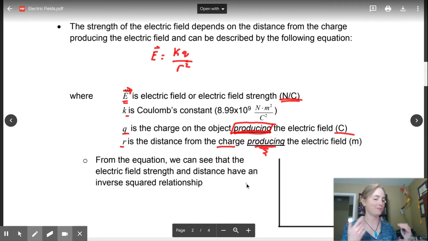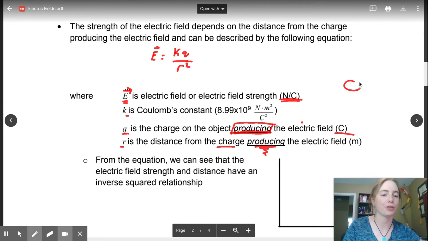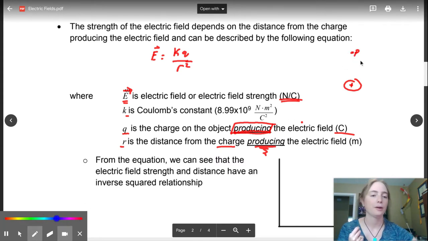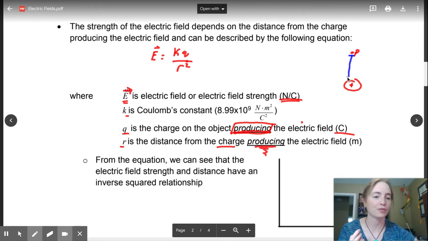r is the distance from the charge producing the electric field. So it doesn't have to be an object. It could be like a point. So if you have your positively charged object, we could say at point P, that's often used as just a random point, that is the distance from the source to whatever point you happen to be in the field. So similar to last year, where it'd be a certain distance from that planet or what have you.